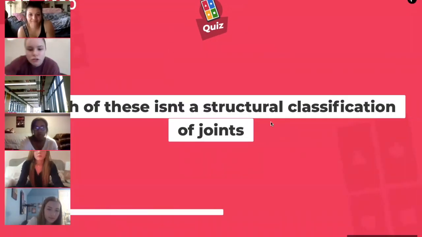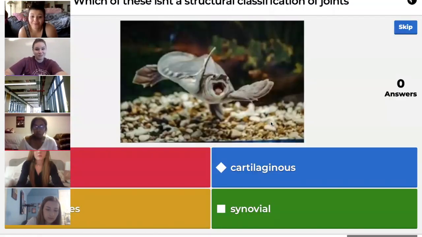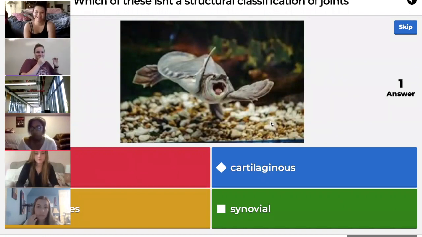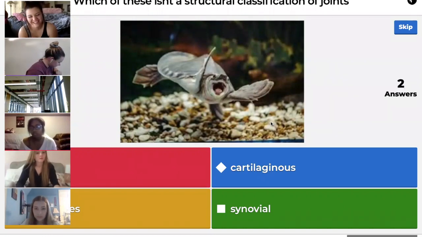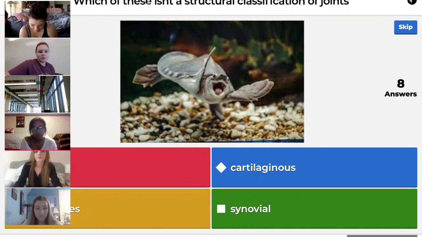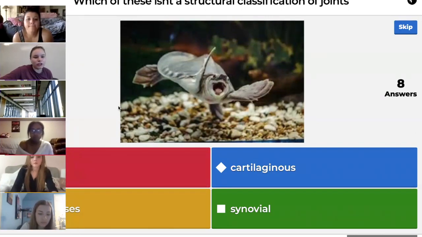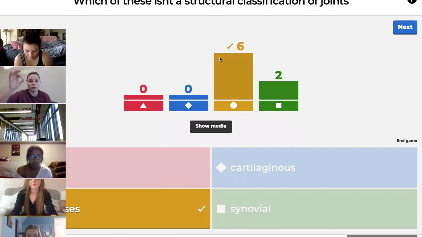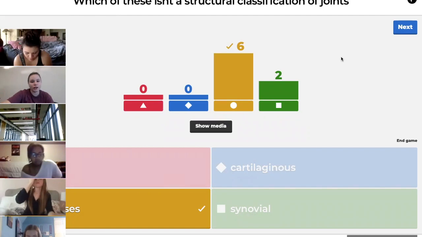Which of these isn't a structural classification of joints? Yeah, that was bad. We should not have done that. My bad. Also, if you don't want to talk, but you still want to participate, I encourage that you chat. Ooh, look at these. Diarthrosis is not. So we have three structural classifications. We have fibrous, cartilaginous, and synovial. Look at Hundo, killing it. Okay, so synovial is a type of structural classification.